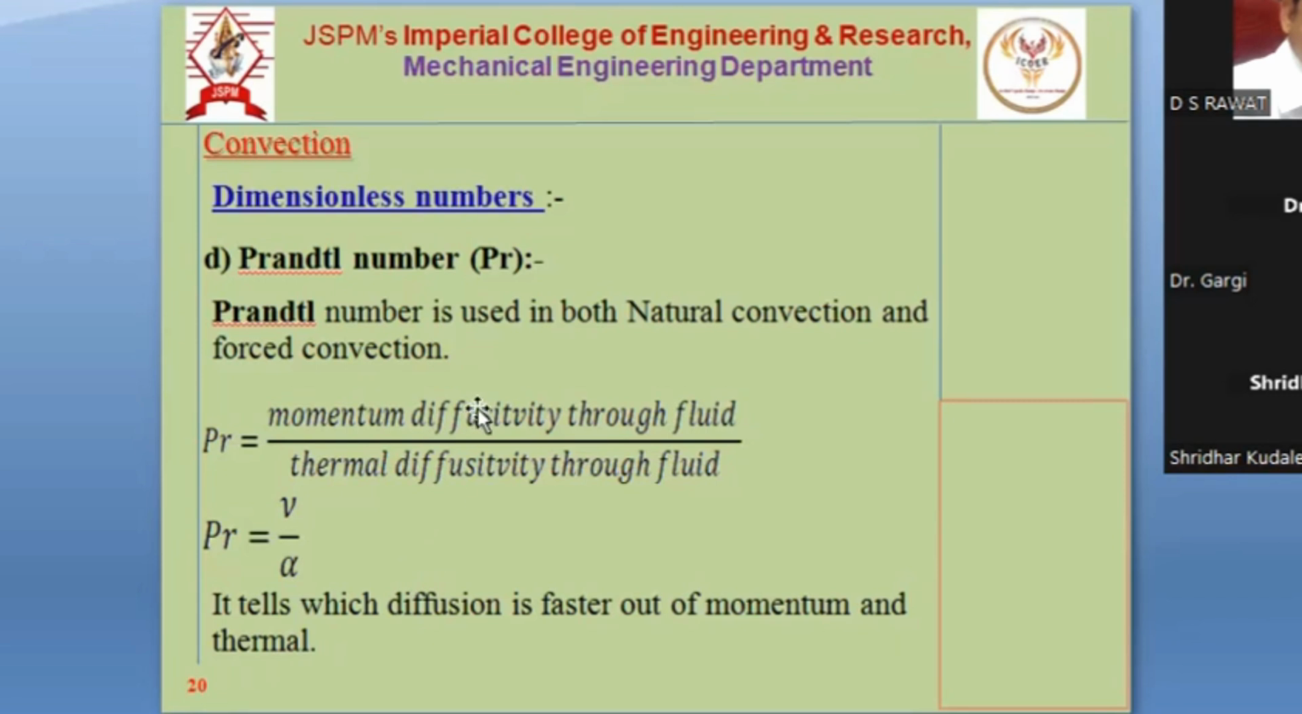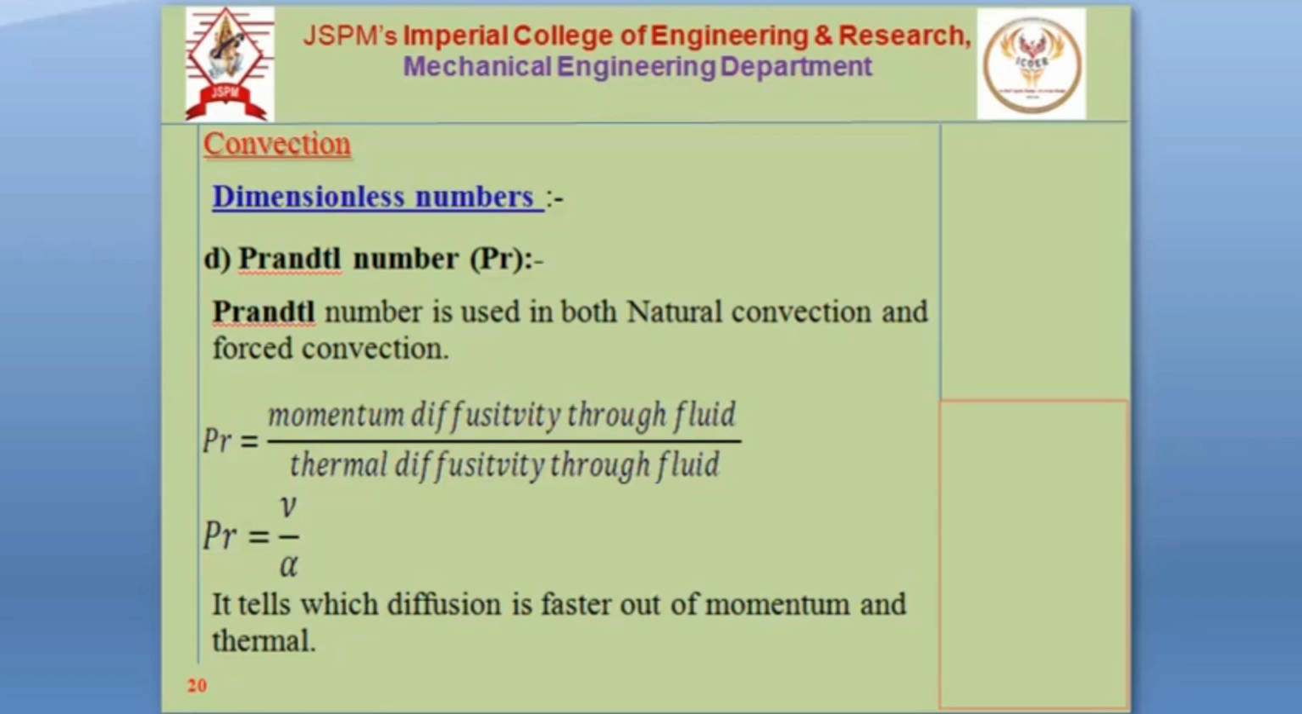So Prandtl number tells which diffusion is faster, whether momentum diffusion or thermal diffusion. Okay. Which diffusion is dominating? It is mentioned by what? Prandtl number. Which diffusion is dominating, whether it is the flow diffusion or thermal diffusion.